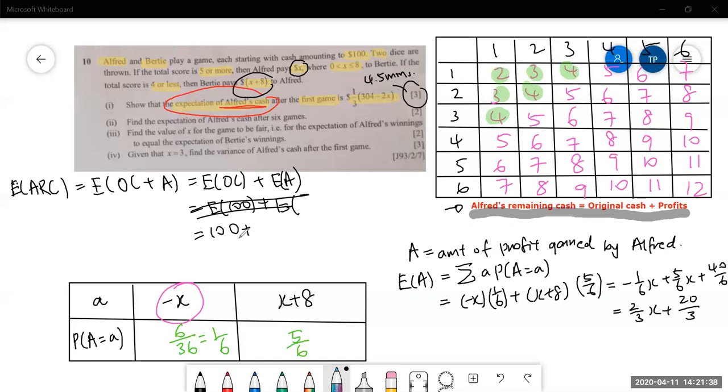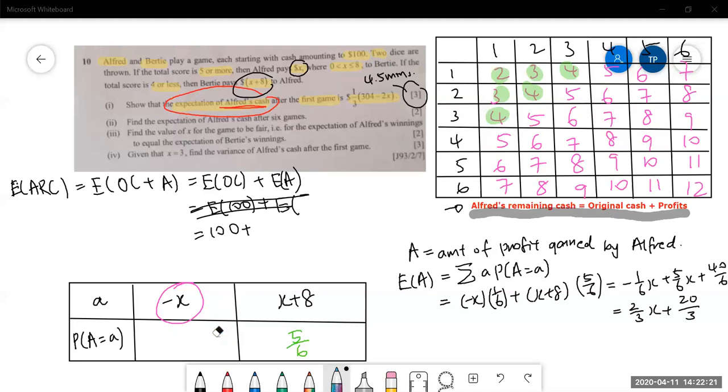Bertie pays $4 plus $8 to Alfred. So it should be an addition one. Correct. That's the profit. 100 plus 2/3. Oh, hey, sorry. I got it the other way wrong. I got it. My probability is wrong.